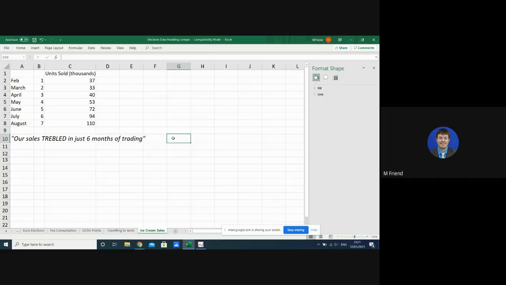And that is almost true, because if you multiply 37 by 3, that's what treble means, times by 3, you get 111. So it's pretty close. It's not exact, but it's not bad. And no one's going to quibble about that tiny difference there. So it looks like my sales have trebled in 6 months. And well, what does that tell me going forward? Probably not a lot when I reveal more information in a minute.